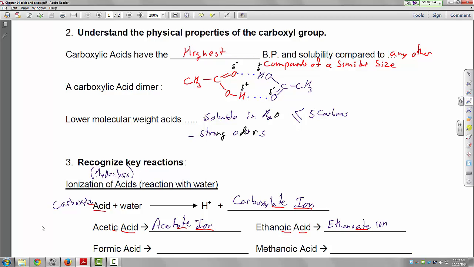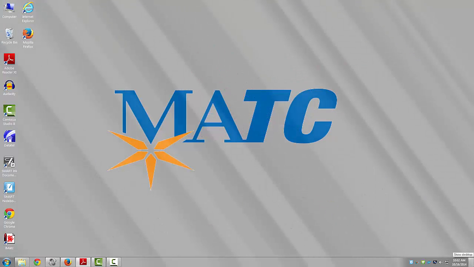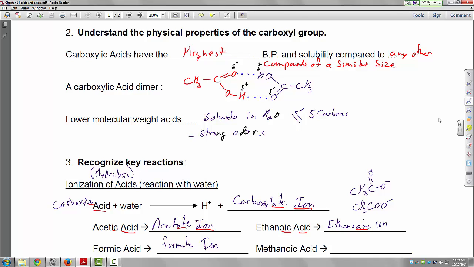We draw the structure of the ion in a couple different ways. Similar to what we have up here for acetic acid, but it's missing that hydrogen. That hydrogen was ionized. So we have the acetate or the ethanoate ion. Another way we could draw this is like this. Formic acid becomes formate. The other name for formic acid is methanoic acid, becomes methanoate.